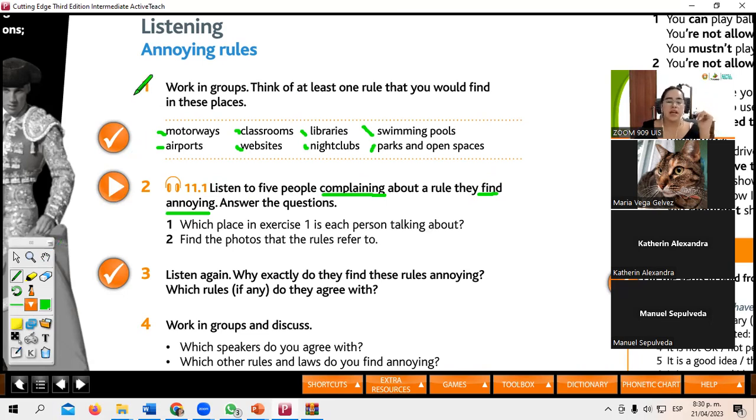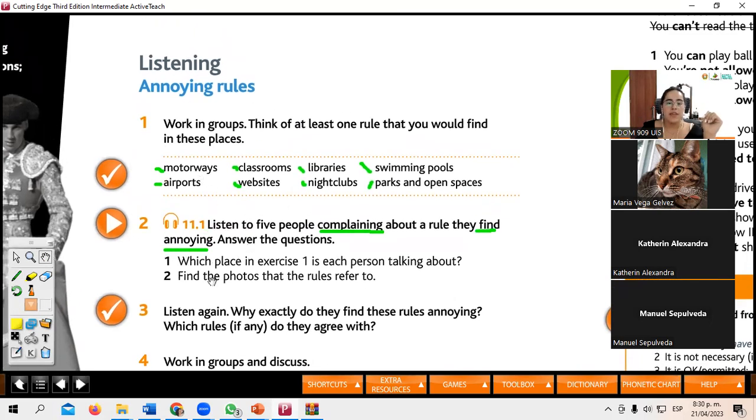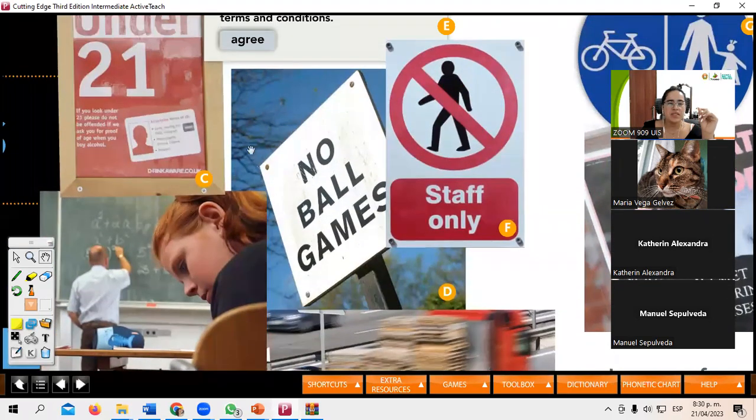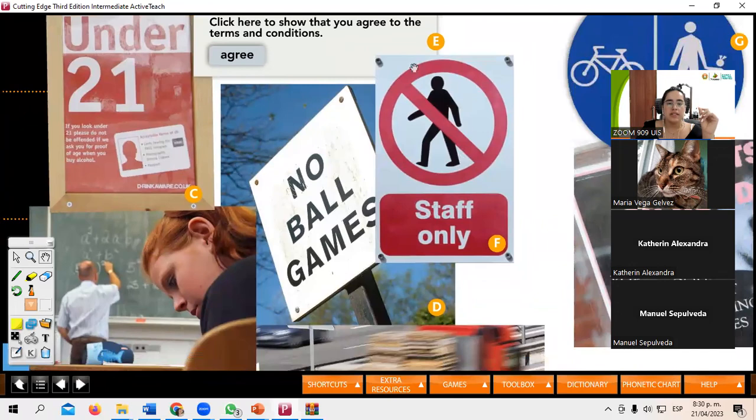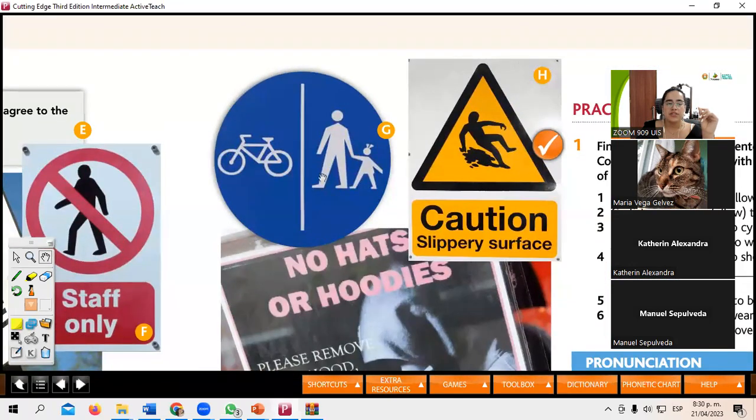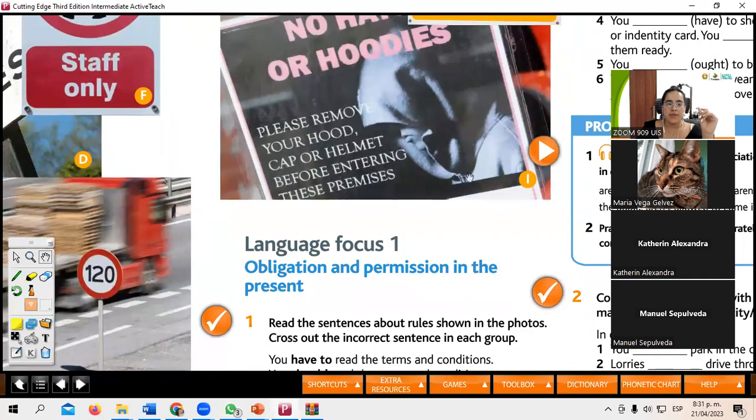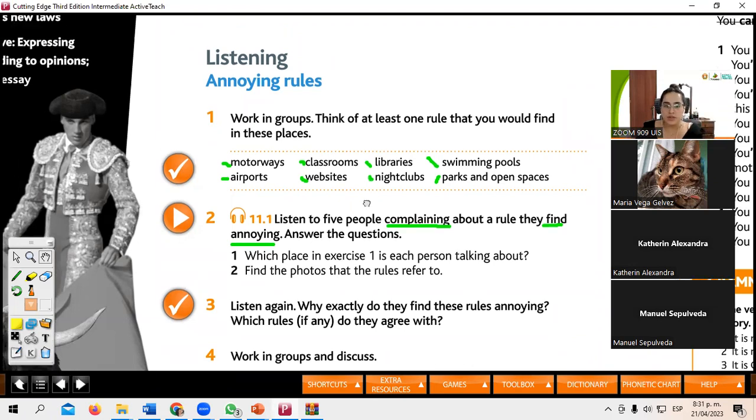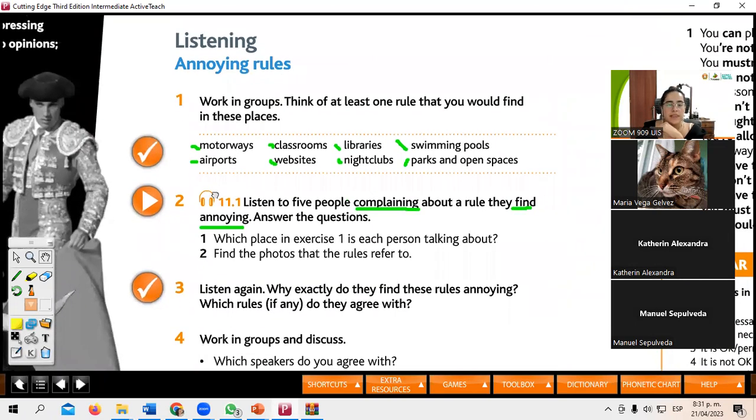We're going to answer these 2 questions. First, which place in exercise number 1 is each person talking about? ¿De cuál lugar están hablando estas personas? Okay. And 2, we're going to find the photos that the rules refer to. So here you have all the pictures. Picture A, B, C, D, E, F, G, H, and I, okay? So we are going to start listening and answer these 2 questions. First, which is the place? Is it a motorway, an airport, classroom, etc.? And second, we are going to match the complaint to the rule, okay? For the photos of the rule, okay? Let's start.